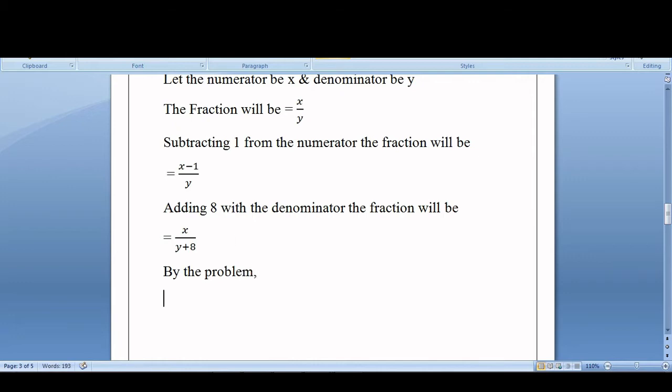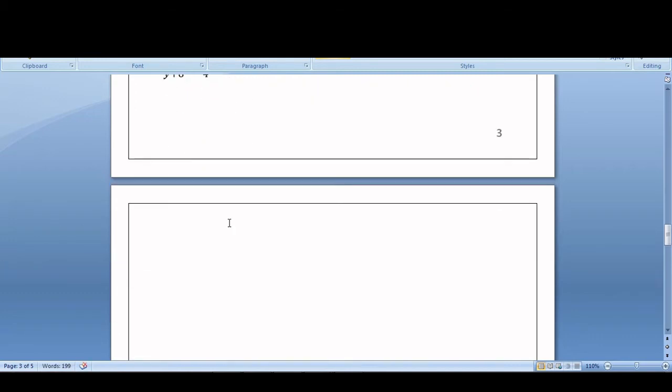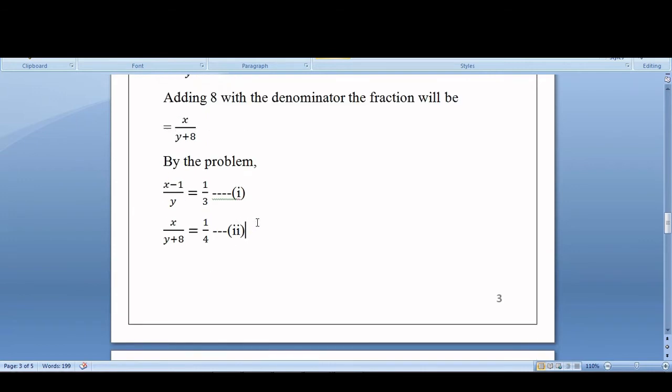Now by the problem, this value is 1 by 3 and this value is 1 by 4. Now let's mark these as equation 1 and equation 2. Now how to solve them? Just like the previous method, you can use the method of substitution or the method of elimination to solve them. Okay, now let's solve it.